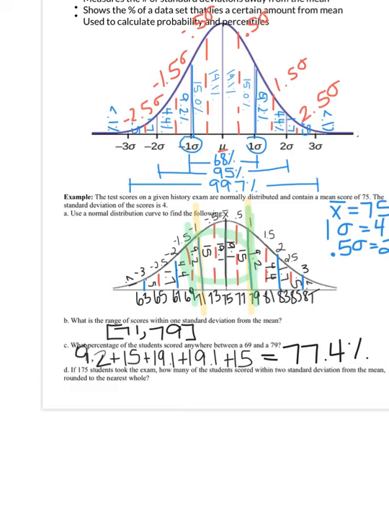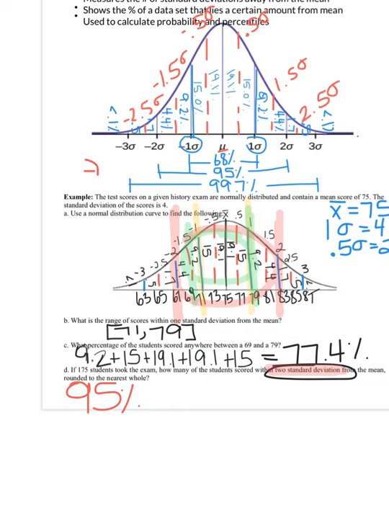And then the last question, if 175 students took the exam, how many of them scored within 2 standard deviations from the mean? So if you wanted to, I'll do this with the red highlighter, you could take 2 standard deviations right here and add all of these percentages, or you can just know that 2 standard deviations, we already talked about up here with the empirical rule, that represents 95% of the data.